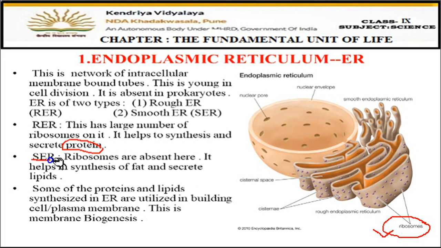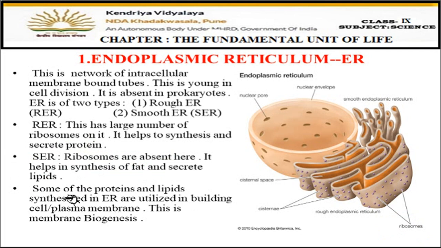And SER means smooth one. Here ribosomes are absent, so it helps in the synthesis of fats. So here proteins cannot be made. So what does the smooth ER make? It makes the fats and the lipids. Okay, so rough is making proteins and smooth one is producing fats and lipids.